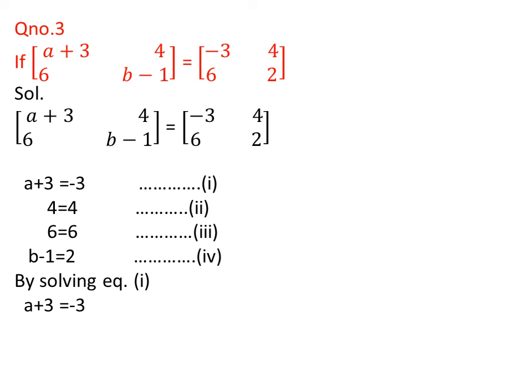So we write a plus 3 equal to -3. Here we will move the term 3 to the other side which will give us a equal to -3 minus 3 which is equal to -6. So the value of a is -6. Now we will solve equation number 4 for finding the value of b. So we write equation number 4 which is b minus 1 equal to 2. By moving the term 1 to the other side we can write b equal to 2 plus 1 which is equal to 3. So the value of b is 3.